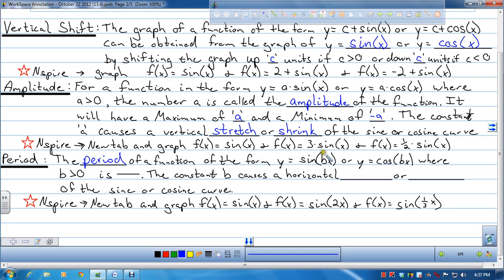In here I'm taking my coefficient and I am multiplying by whatever value x is, right? So the period of that function, when it's in this form and b is greater than 0, is going to be found by this equation right here, 2 pi over whatever that coefficient of x is. So that constant b causes what's called a horizontal stretch or shrink.